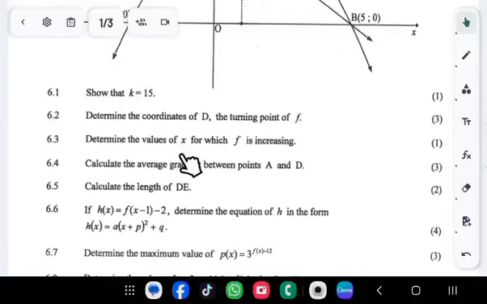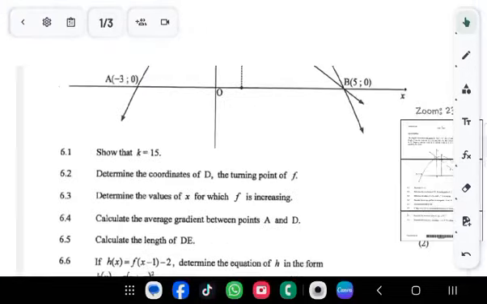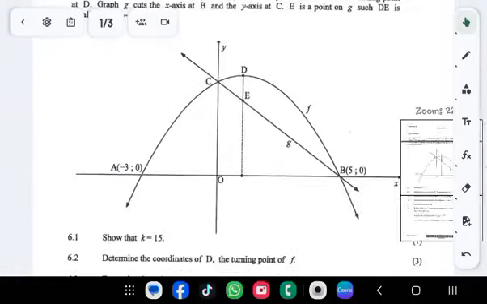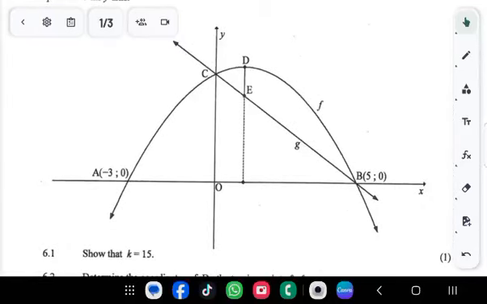Determine the values of x for which f is increasing. Now, in order to determine whether a function is increasing or decreasing, you start from the left and go all the way to the right. So you take your finger, put it on the left hand side of the whole system, and then look at the function that you are trying to figure out the behavior of as you go to the right. So here is the function that we're looking at, f of x.